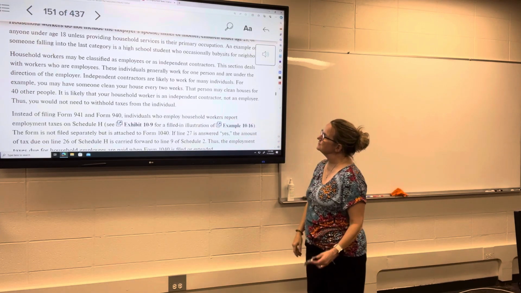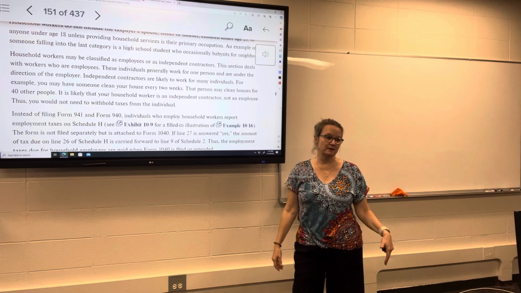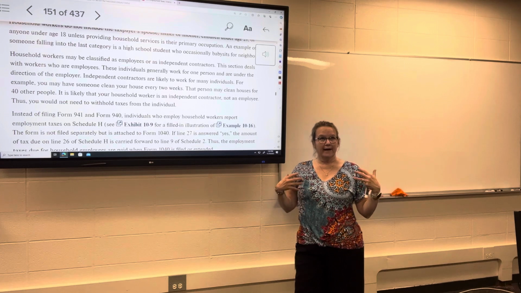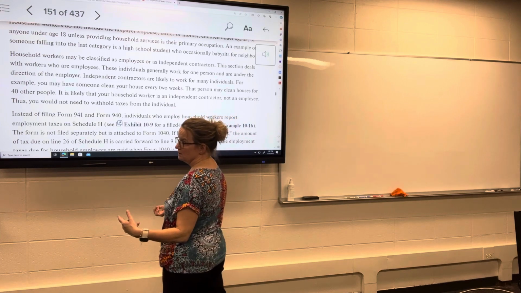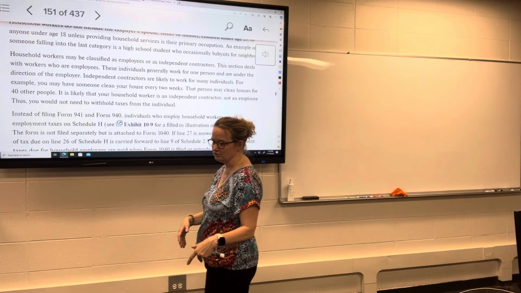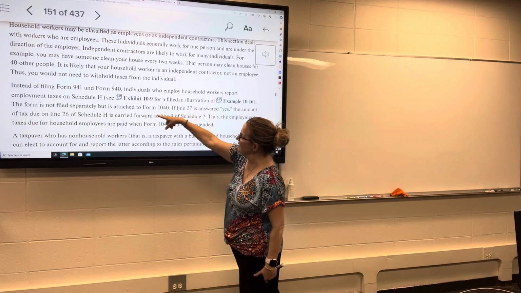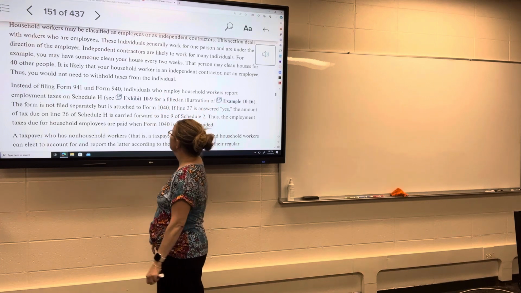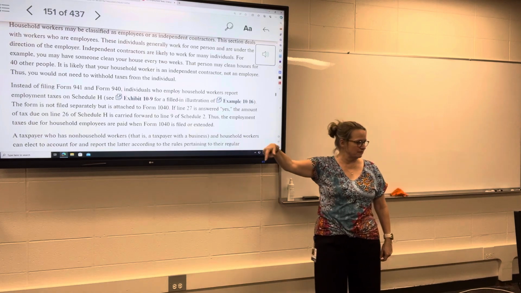They could be considered employees, or they could be considered independent contractors. But again, if they're independent contractors, it's all based on facts and circumstances of who has control, right? And if they provide those services to more than one household. If they provide it to more than one household, then there's a greater chance that they're an independent contractor. Otherwise, they're probably an employee. And instead of filing the 941s and the 940, like I had mentioned, those individuals who employ household workers will report those taxes on Schedule H, which is part of the Form 1040. Okay?